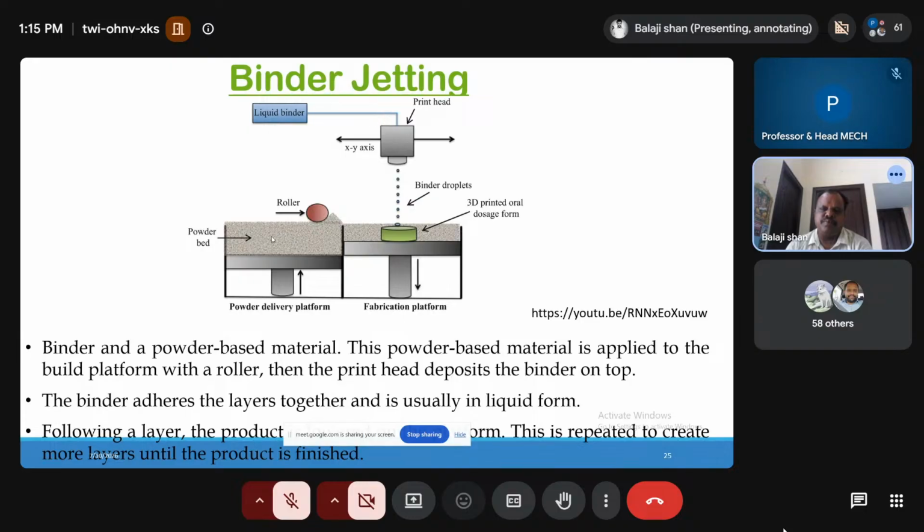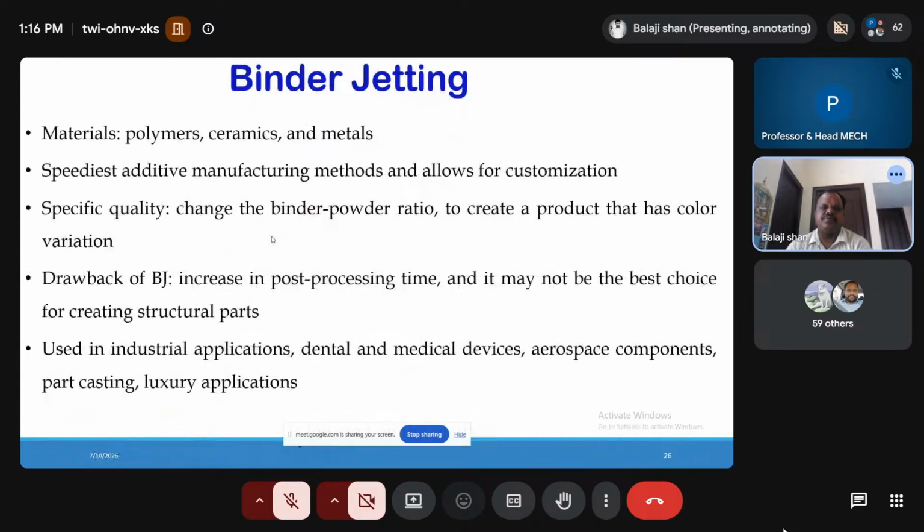Then the binder droplet is deposited on the required shape from the bed. The binder adheres the layers together, usually in liquid form. Following the product in layer form, this is repeated to create more layers until the product is finished. The commonly used materials are polymers, ceramics, and metals. It is the speediest additive manufacturing method and allows for customization. They can change the binder powder ratio to create a product that has color variation.